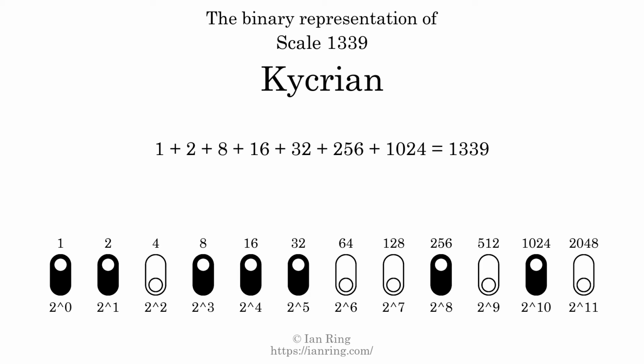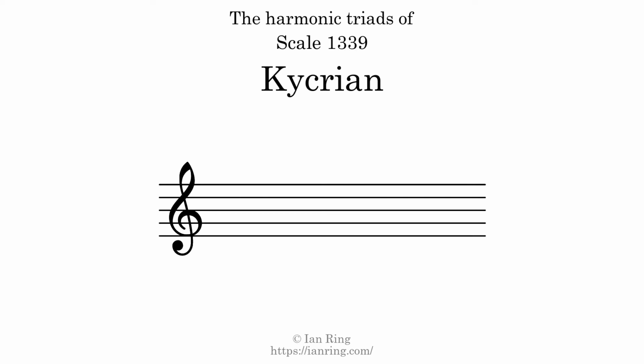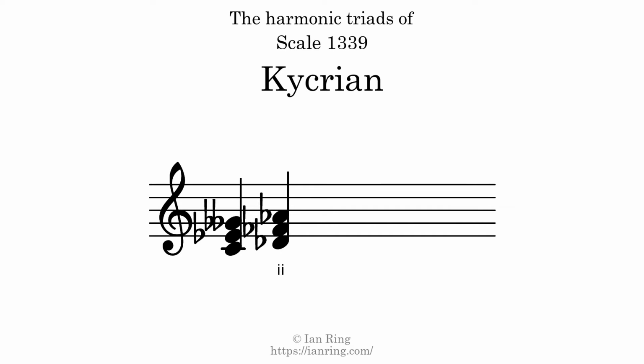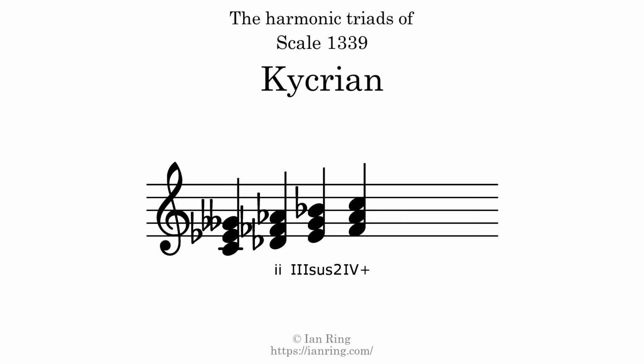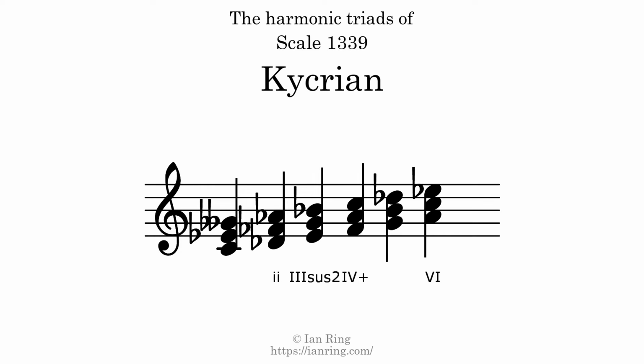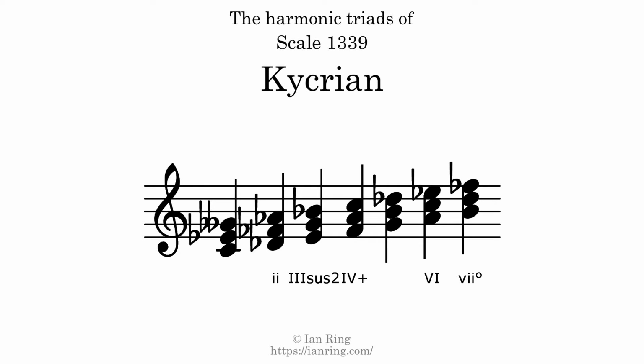1339. The scale number not only enumerates the scale with a unique index, but it also literally describes the tonal content of the scale. Represented as a binary number in base 2, the scale number is 010100111011. Here are the harmonic triads present in this scale. Unnamed, minor, sus2, augmented, unnamed, major, diminished.